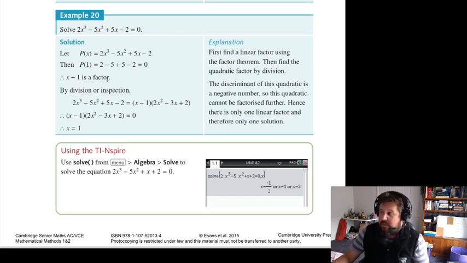So once you've got x take away 1 as being a factor, you can do the division or an inspection to factorize that. Divide that, and we get 2x squared take away 3x plus 2 over here. Now, again, you could try and factorize that into linear factors, but as it turns out, the discriminant of this quadratic, and you'll have to remember the discriminant, is a negative number, which means that this cannot be factorized further. So hence, there'll only be one linear factor, and therefore only one solution for this one. Cool, so the only solution is from the linear factor here, x equals 1.